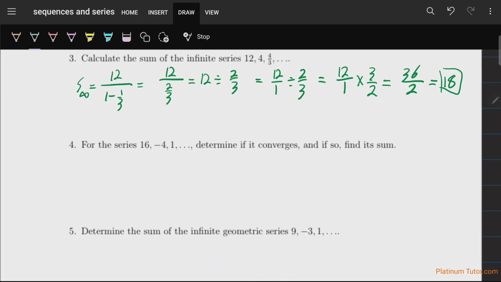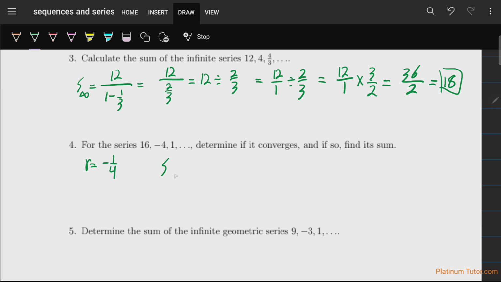Okay, number 4. For this series, when we add it up, determine if it converges, and if so, find the sum. The common ratio here is equal to -1/4. How did I get that? I grabbed one of the terms and divided by the previous one, which will be -1/4. Okay, so we have a negative common ratio here, which is fine.